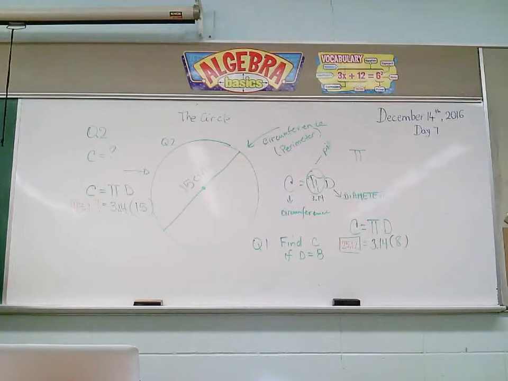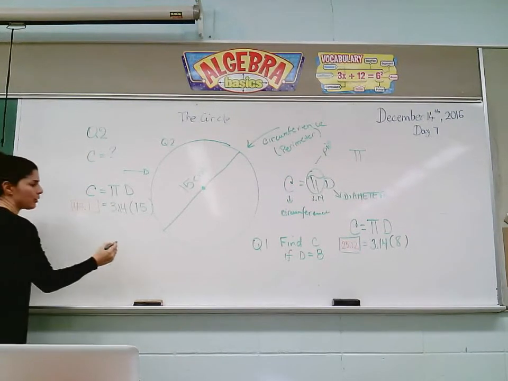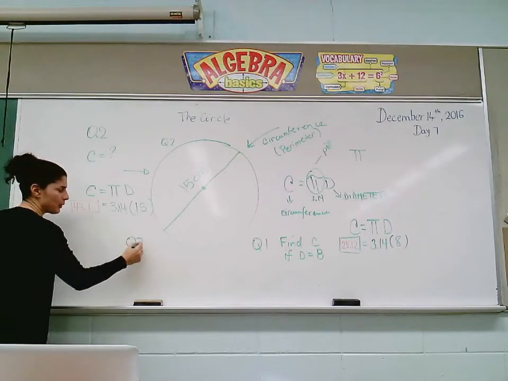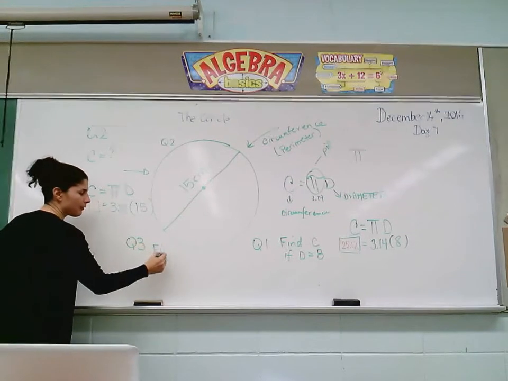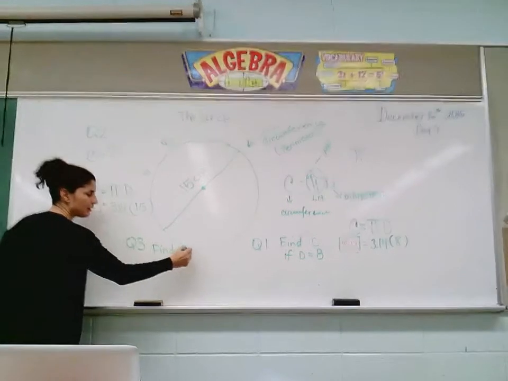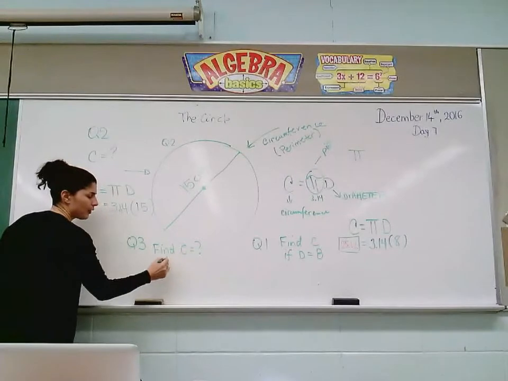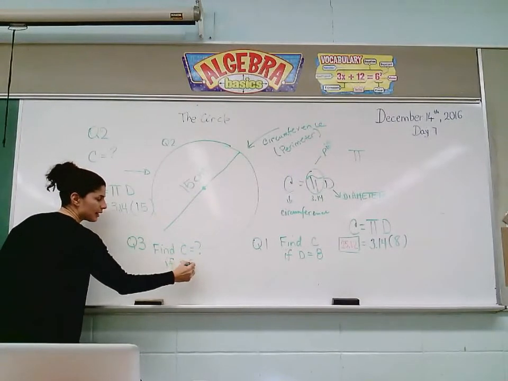Yes. Let's do one more. Let's do one more like this. Can you do it with the radius? Yes, you can do it with the radius because you know that you multiply the radius by 2. So question number 3, some of you are already ahead of me. Question number 3 is going to say find the circumference, find C, if the radius is 10.